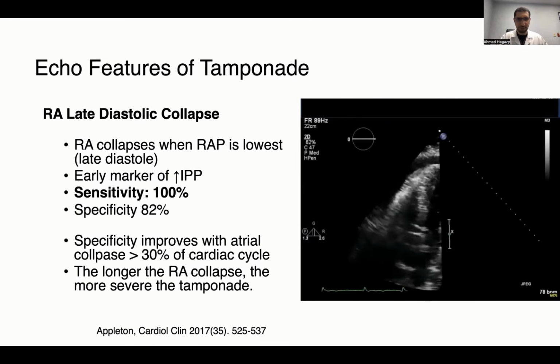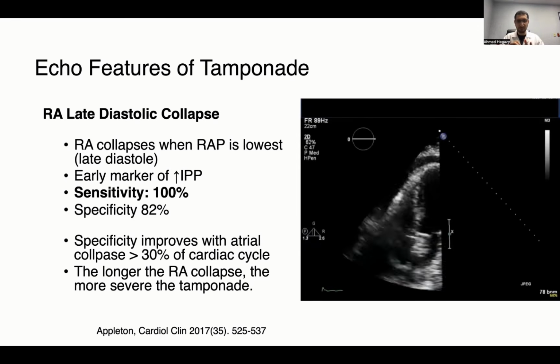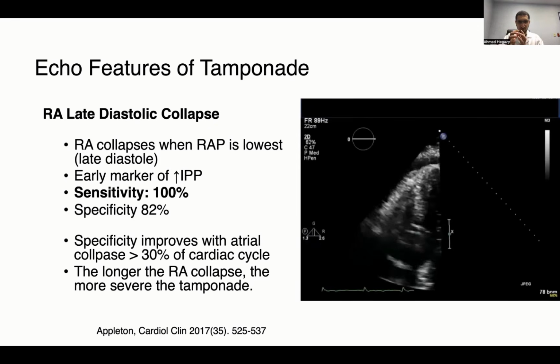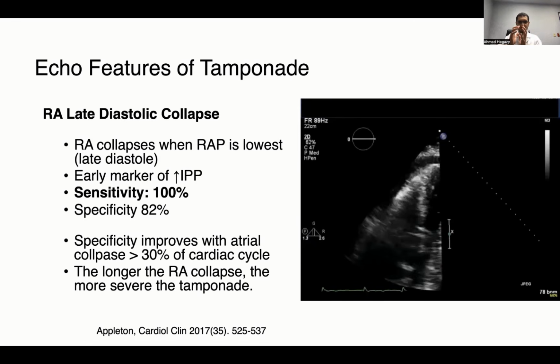One of the echo features of tamponade that is extremely important is right atrial late diastolic collapse. This is a very sensitive and very early feature of tamponade. So why does the right atrium collapse in late diastole? It collapses in late diastole because that is the point in the cardiac cycle where the chamber pressure, the right atrial pressure, is the lowest. At the end of diastole, when it's emptied out all the blood into the right ventricle, the pressure inside the chamber is the lowest. And so the intrapericardial pressure overcomes the right atrial pressure in late diastole. It's an early marker of increased intrapericardial pressure.